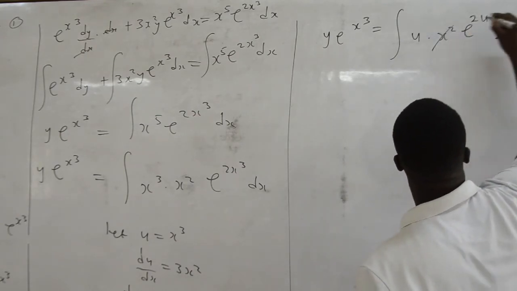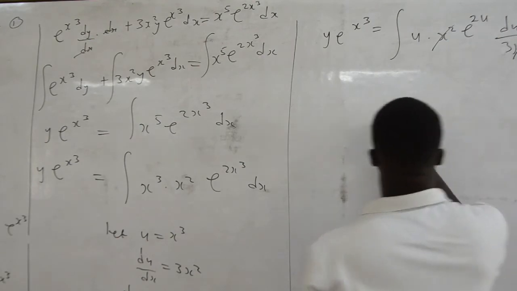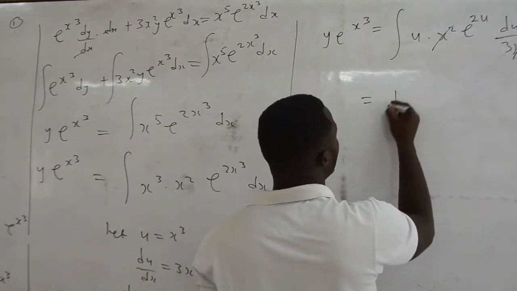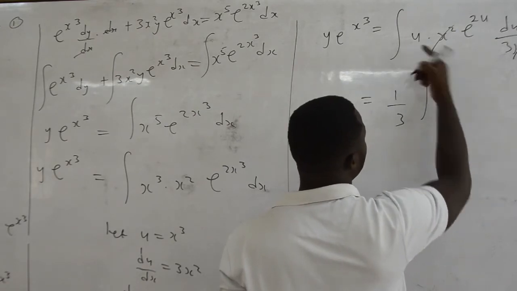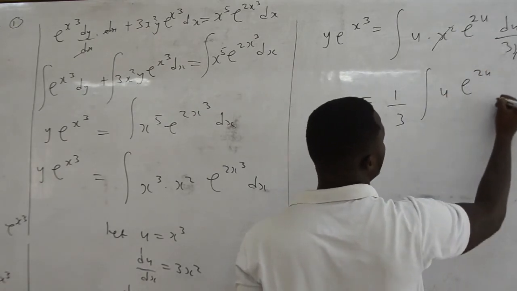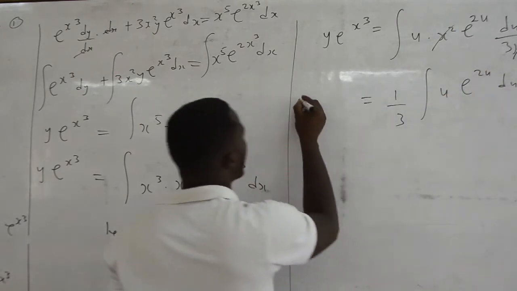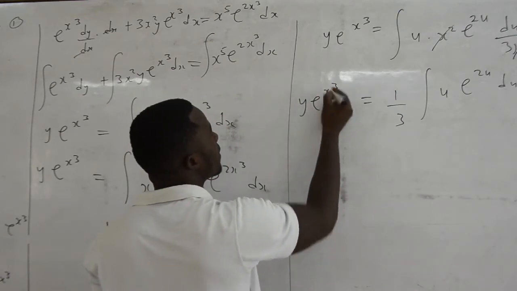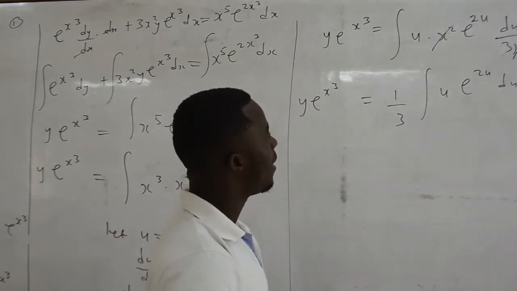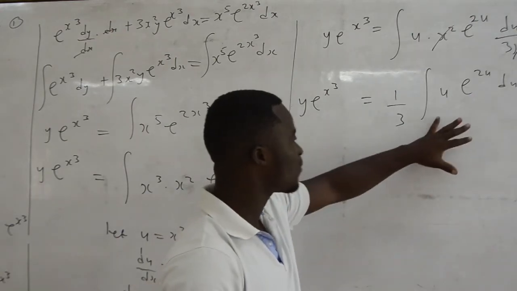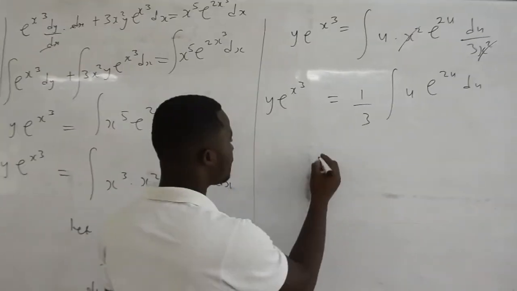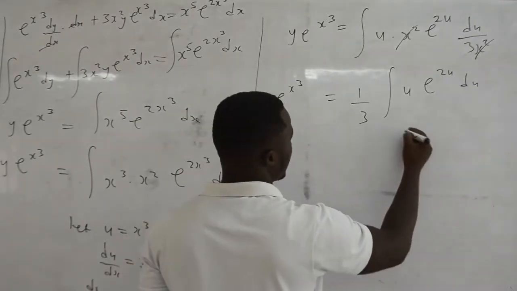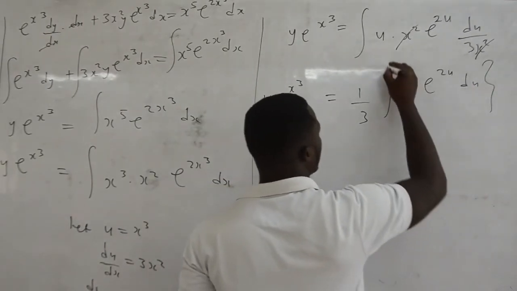So this x squared will cancel the x squared here. Then I'll have something like 1 over 3 here, the integral of e^(2u) du. So I'll have my y e^(x³) is equal to this. Here, what you have to do is solve this one using integration by parts. So here we'll solve this side.